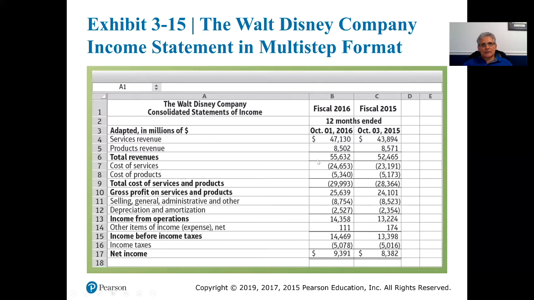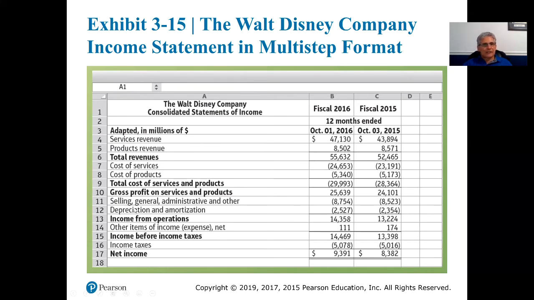Then we have the cost of services and cost of products, which then leads us to what we refer to as gross profit on service and products. So the multi-step is going to create layers, making it a little bit more complex, but gives more information to the user so that they can see things a little easier. So the multi-step will include gross profit on service and products.